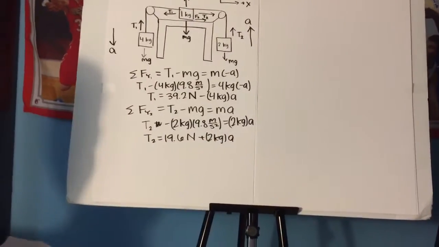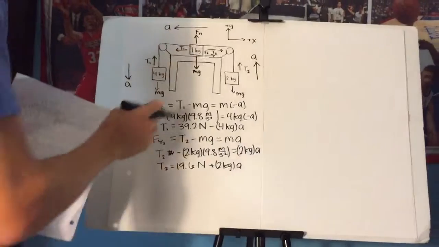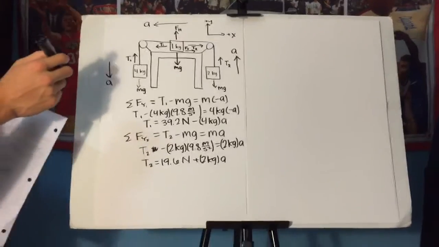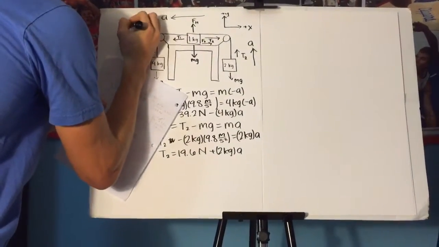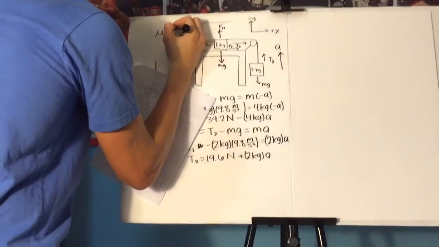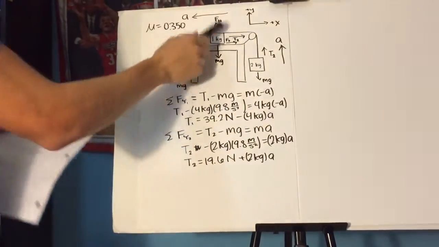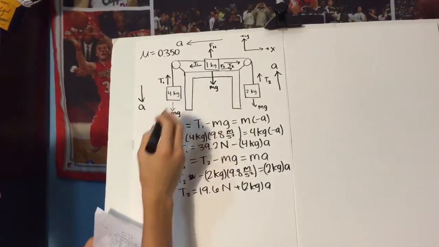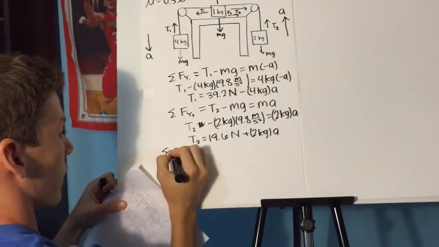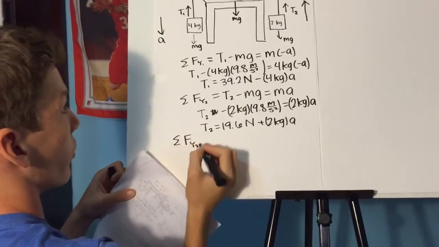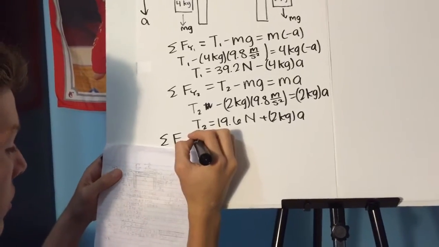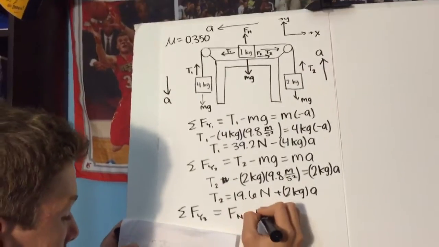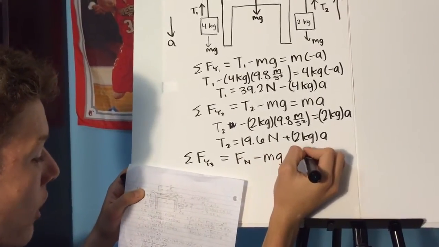So now we have to look at the 1 kilogram object. What we also know about this, which was given in the problem, is that the coefficient of friction is 0.350. So that's going to help us in this one. First we're going to do the sum of the forces in the y direction. So that's going to be F, and we're just going to call this y3, and that equals normal force minus mg, and that equals ma.